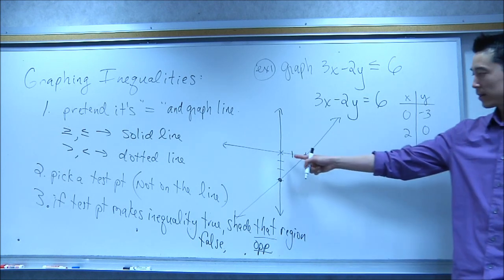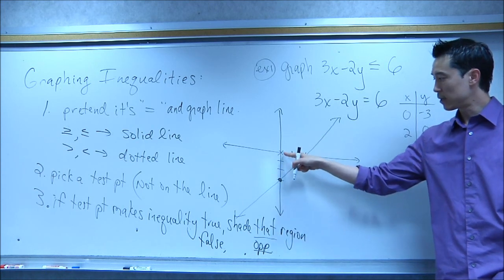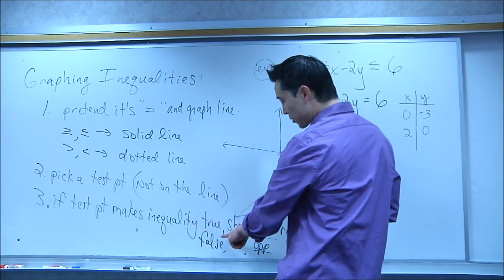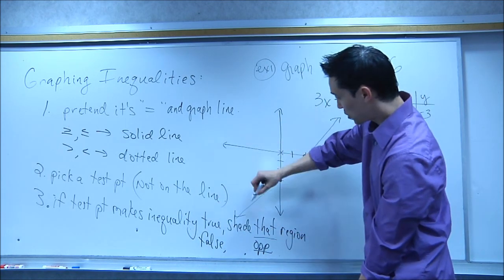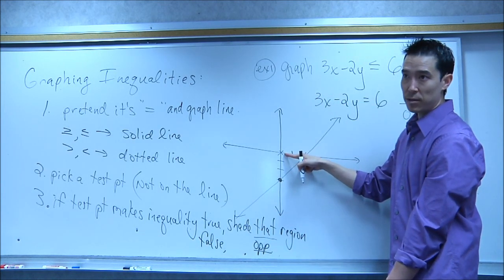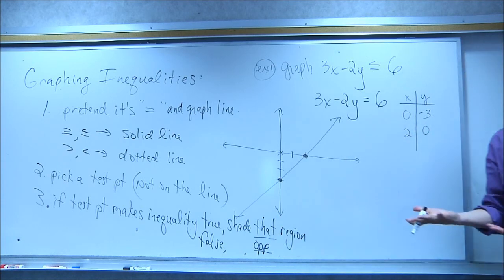So I pick a test point and I marked it with this X, not on the line. So it's here, here's my test point. Step three, if your test point makes the inequality true, shade the region with the test point. So if this makes it true, I'm gonna shade this whole region. If this point makes it false, what region am I gonna shade? The opposite side, okay? And that's it for the problem.